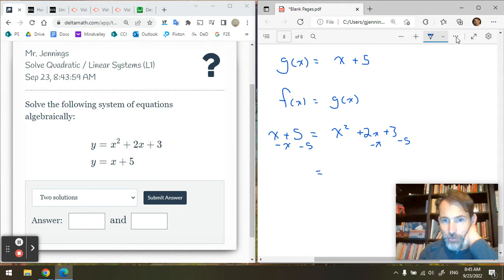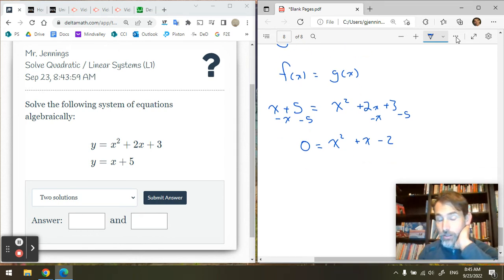Okay, so this is going to be 0 equals x squared plus x minus 2. Okay, and now let's try factoring that, because if we can factor it, we'll find out what values of x make this 0. Looks like 1 is a possibility. Is there another possibility? Let's find out.